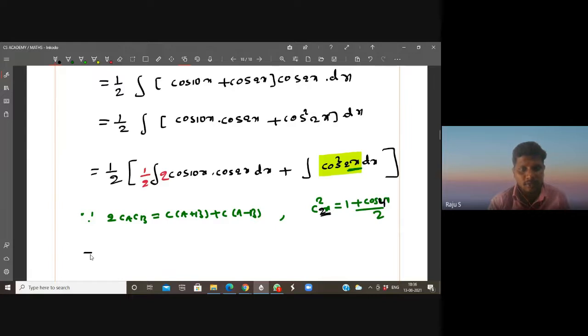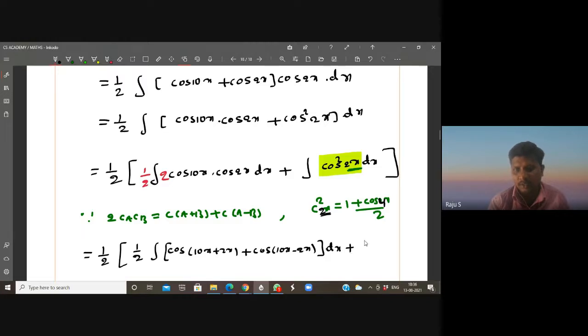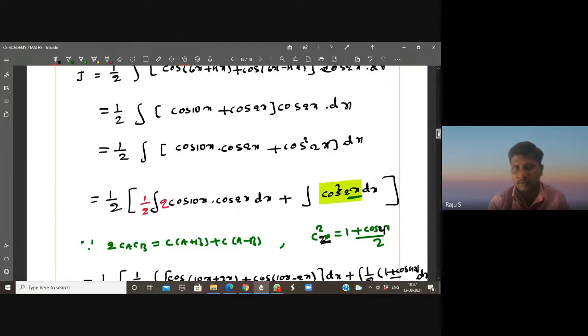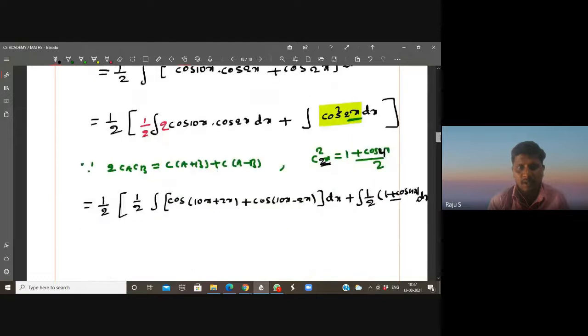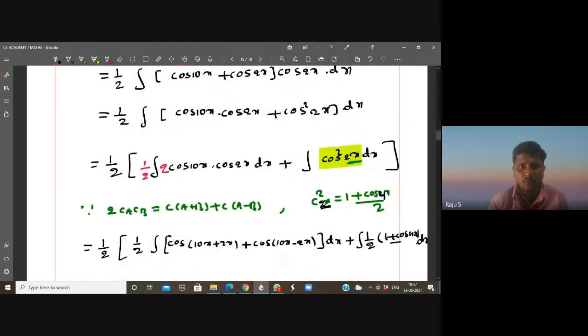So now this is equal to 1 by 2 times of, again 1 by 2 of, integral of cos 10x plus 2x plus cos 10x minus 2x into dx. This is the first integral. The second integral is integral 1 by 2 times of 1 plus cos 4x into dx. Is it clear, students? Twice I applied that 2 cos a cos b formula.